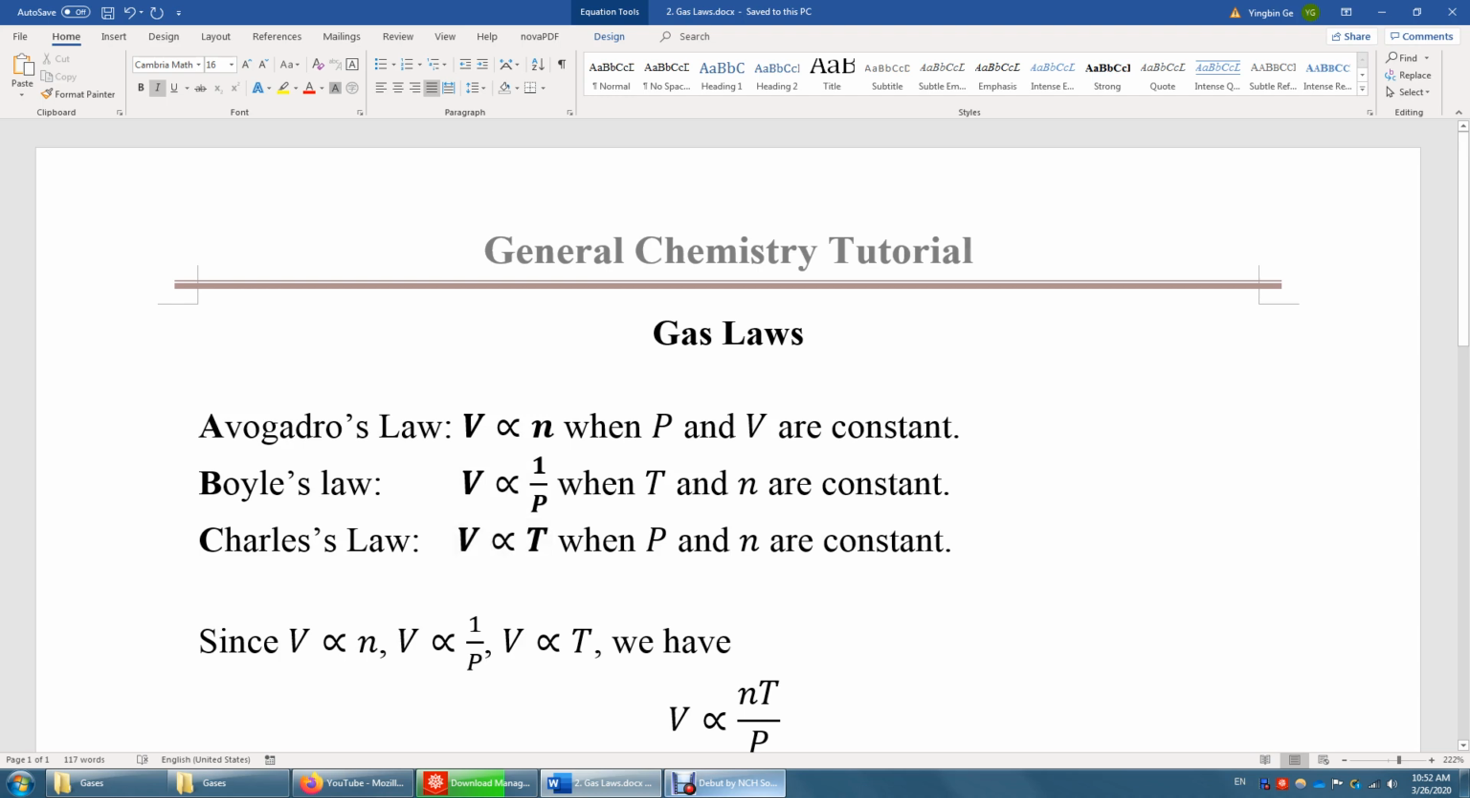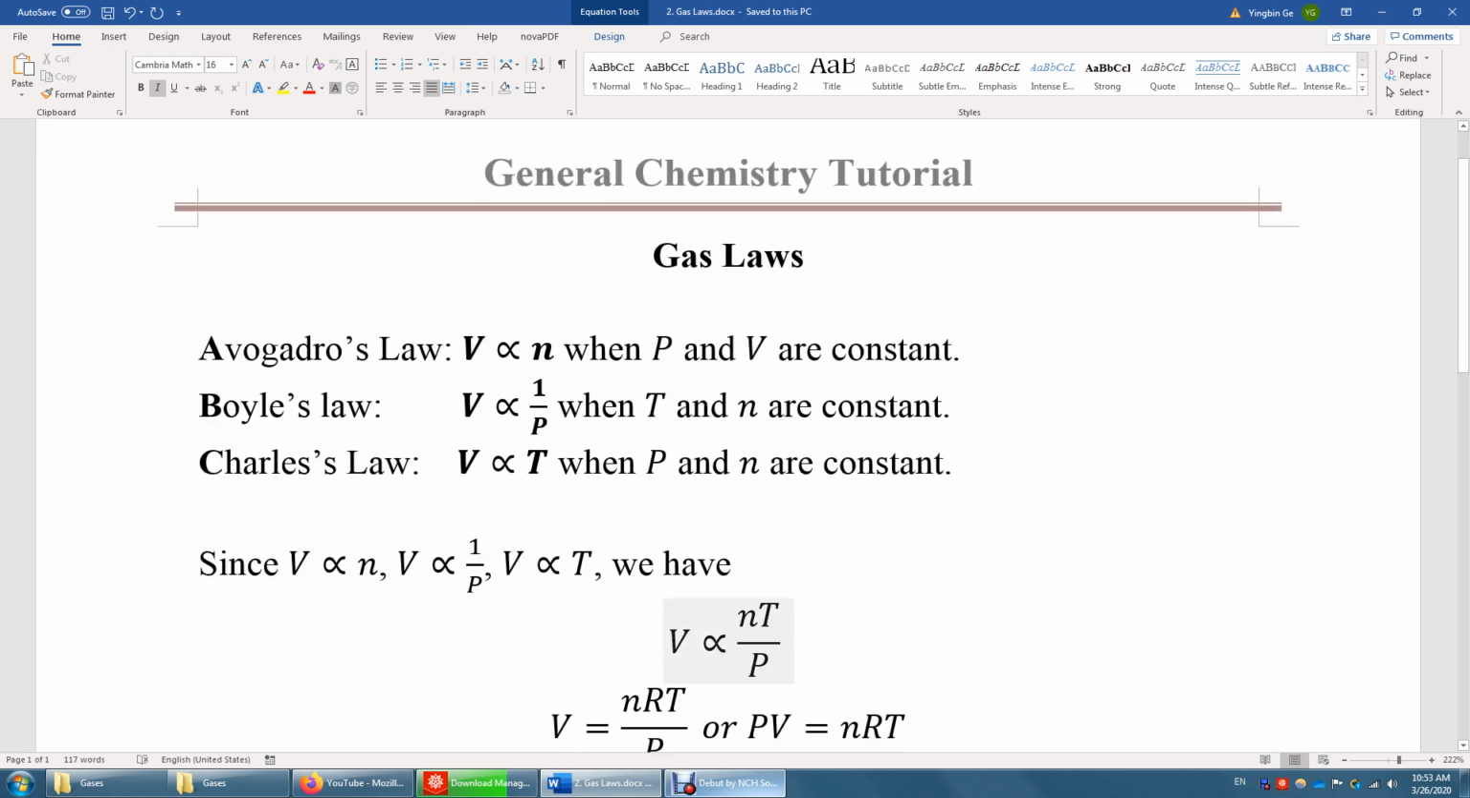How do we memorize these three laws? Simple. You see A, B, C. It tells us the volume is proportional to N, 1 over P, and T. N, P, T are also in alphabetical order. Now let's repeat. V is proportional to N, V is proportional to 1 over P, V is proportional to T, therefore V is proportional to N, T, and 1 over P.